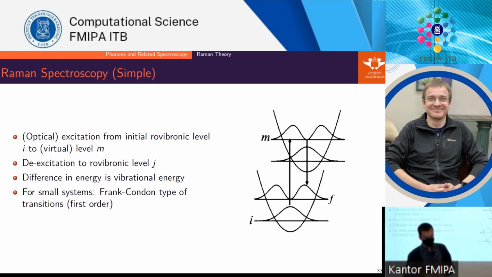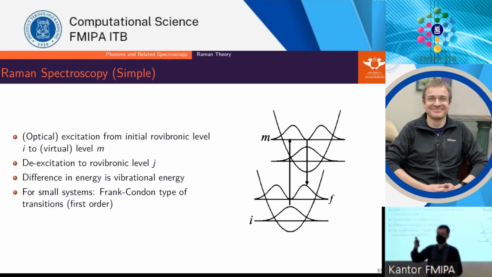But if we have something like this, then we can do Raman spectroscopy. How does it roughly work? We have an electronic state I, which is this parabola at the bottom. And in this electronic state, we have different levels of vibration. These are the ones we want to probe. On the top we have a parabola, which is a different electronic state, also with its distinct vibrational modes.